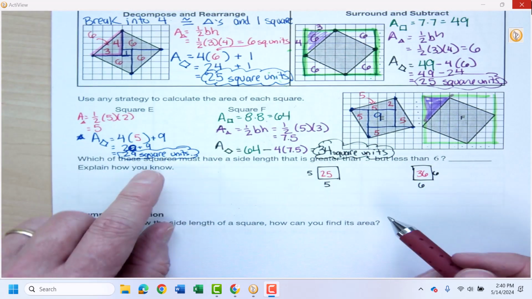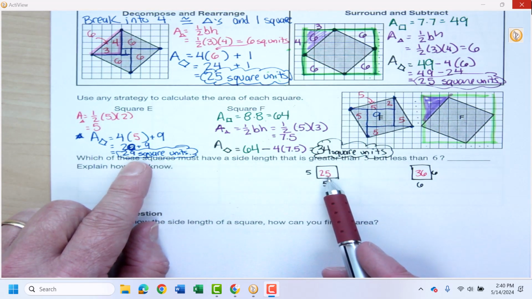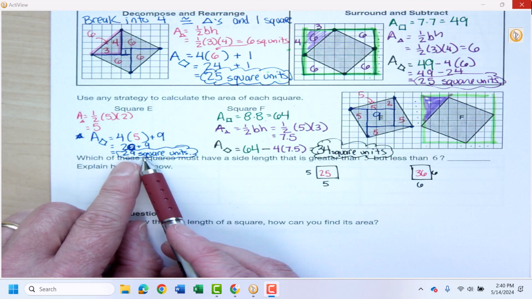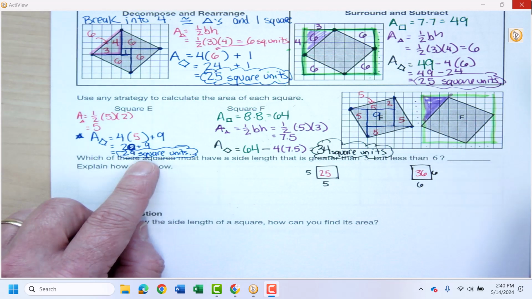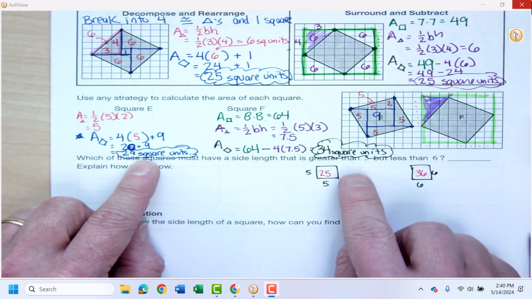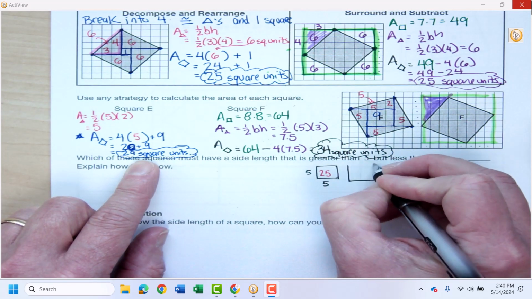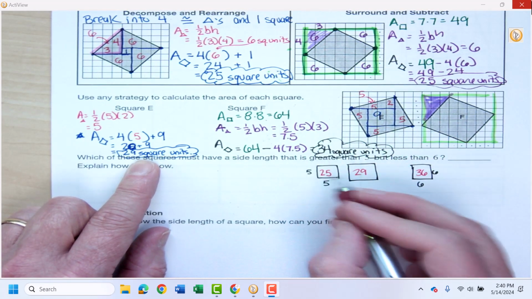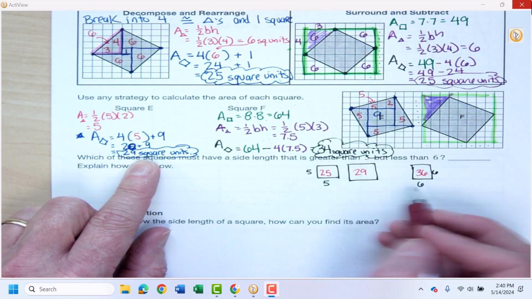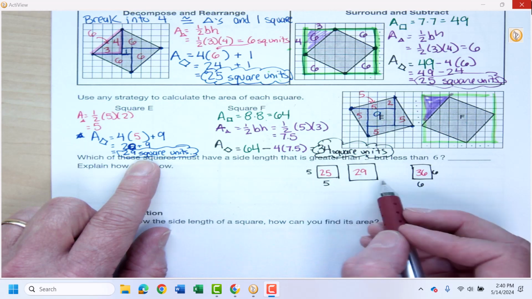Well, we just spent some time finding the area of these, that red number. So I know the area of square E was 29 square units. Well, that area must fall between 25 and 36. I'm not sure exactly where it falls, but the area is between 25 and 36. So the side length must be between 5 and 6. So that has a side length that's greater than 5, but less than 6.